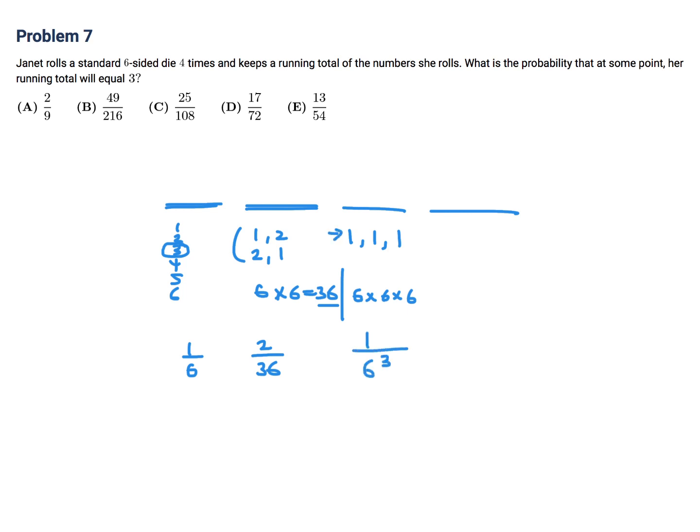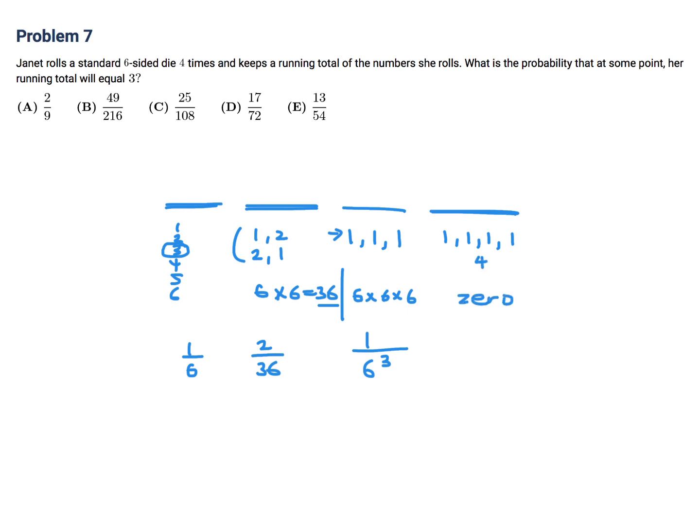And then to get a running total of 3 after the fourth roll is impossible, because even if you had 1, 1, 1, you would have to have the lowest. There's no 0, right? So this would be a running total of 4, so this is 0.